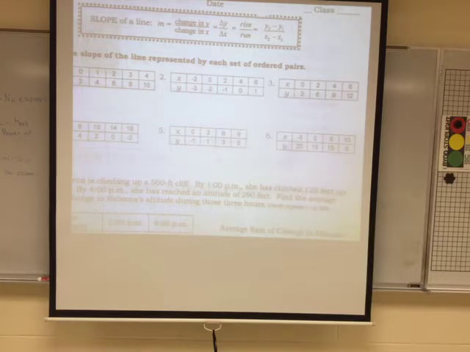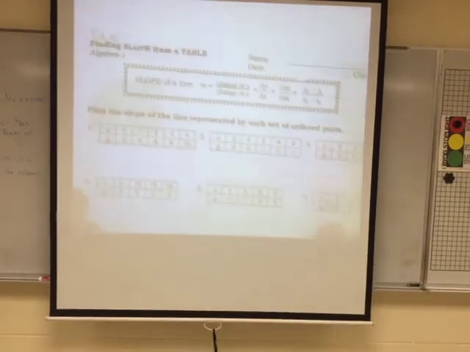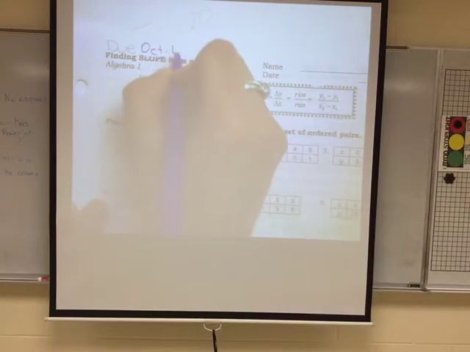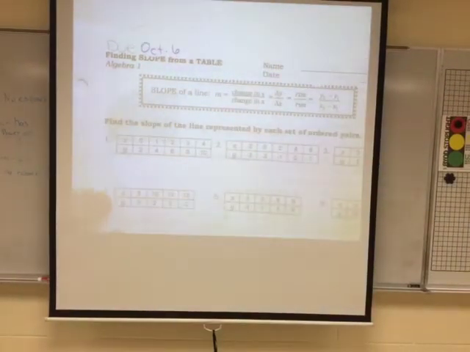Okay, these are some hints for the finding slope assignment for October 6th. So if you would please, at the top of your paper write "due today, October 6th." That's today. This assignment is due at the end of the class period.